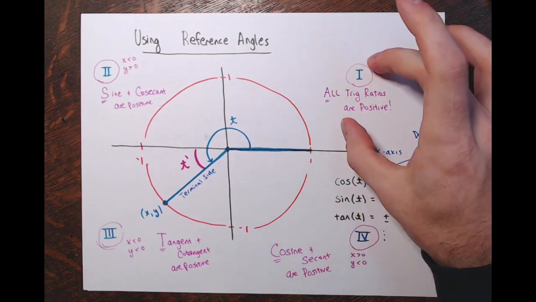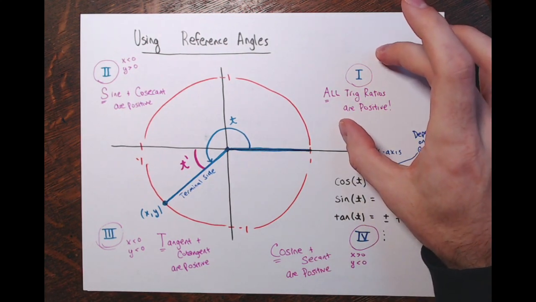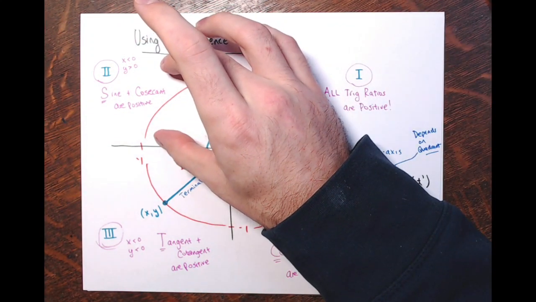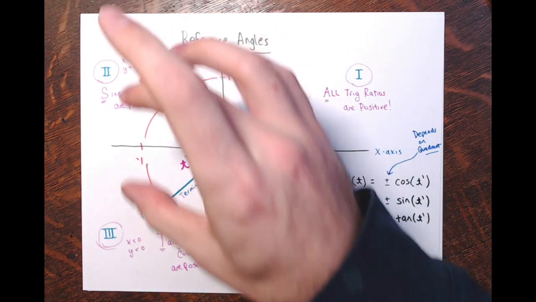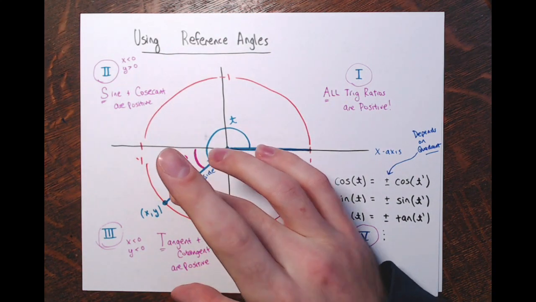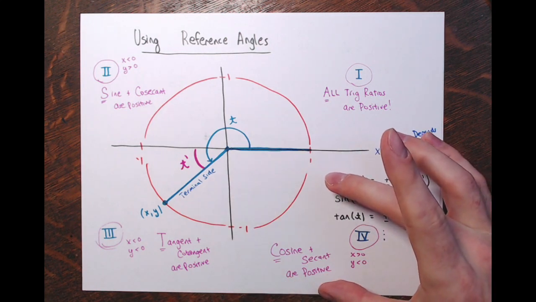All right, so all the functions are positive in quadrant 1. Only sine and cosecant are positive in quadrant 2. Only tangent and cotangent are positive in quadrant 3. And only cosine and secant are positive in quadrant 4.